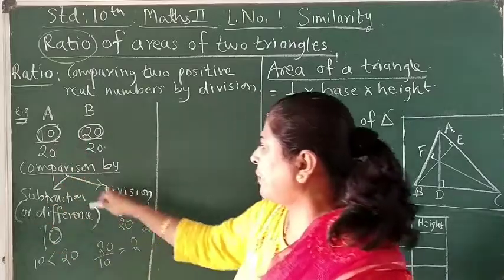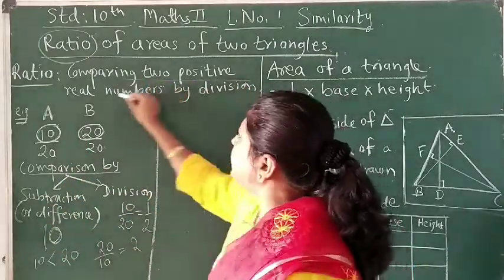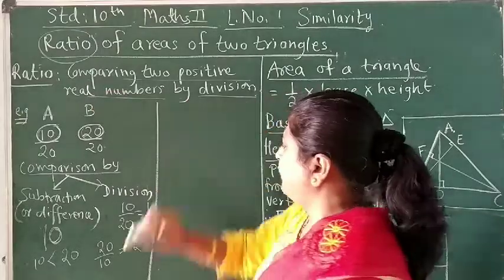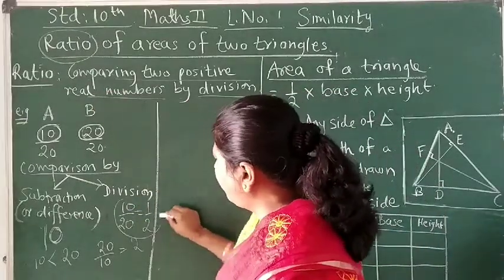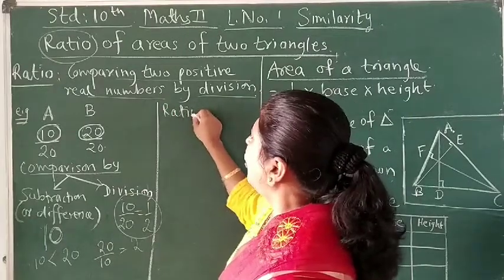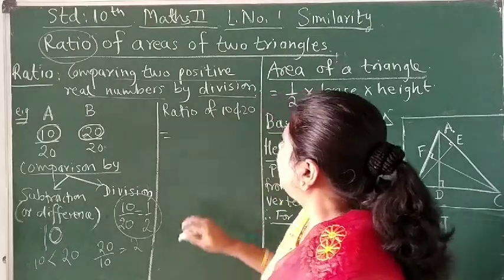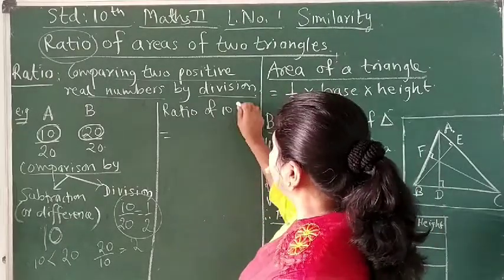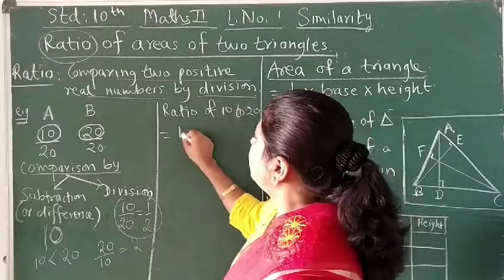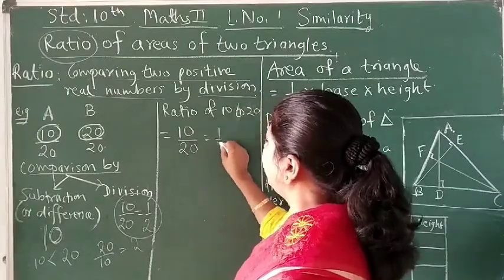One is by subtraction and one is by division. And what is the meaning of ratio? Ratio is comparing two positive real numbers by division. So what is the ratio of 10 and 20? We can say 10 to 20. So the ratio is written as 10 divided by 20, that is 1 upon 2.